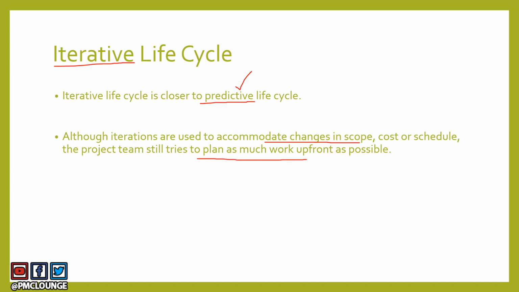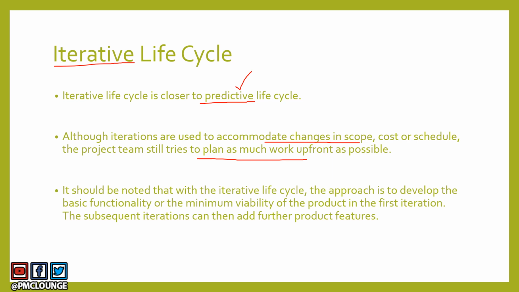So you are still doing all the planning, you are still making sure that as much work as possible is planned upfront for the entire project, not just for the ongoing and upcoming iterations. You're planning as much work upfront as possible for the entire project. The approach here is to develop basic functionality or the minimum viability, right? Some projects call it the MVP feature, the minimum viable product feature.